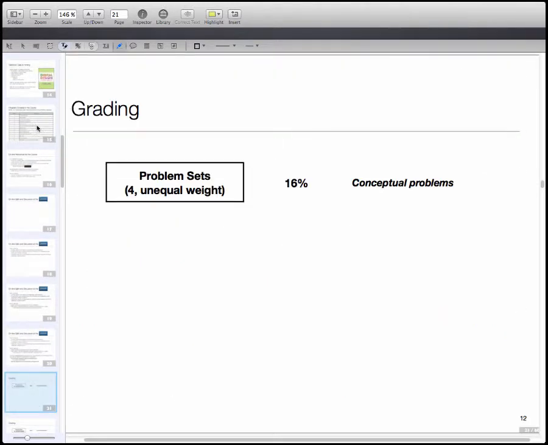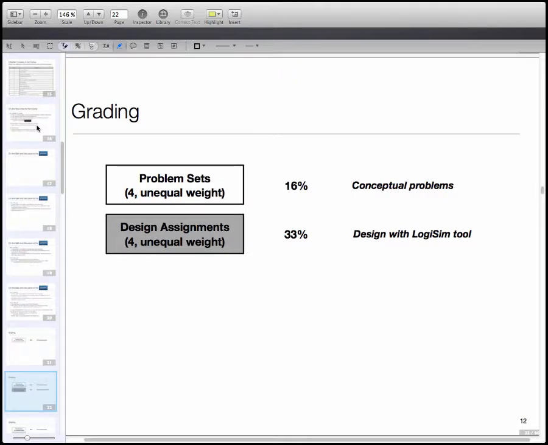Okay, grading. So we'll have 4 problem sets. They will account for a total of 16%, but not equally weighted. These would be conceptual problems based upon the lecture, so roughly speaking, 1 every 2 to 3 weeks.